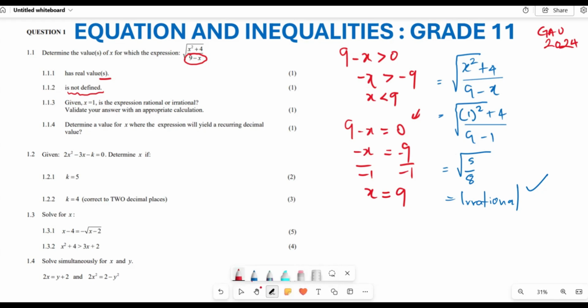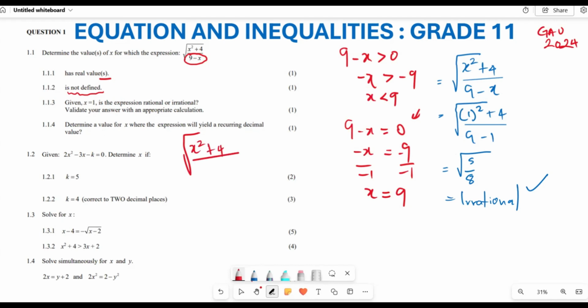1.1.4. What are you looking at in 1.1.4? They say determine a value of x where the expression will yield a recurring decimal. Now, I want you to look at this. Remember, this is given by x squared plus 4.